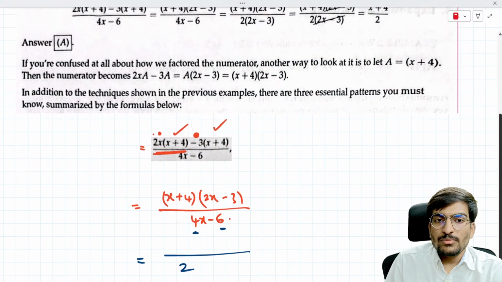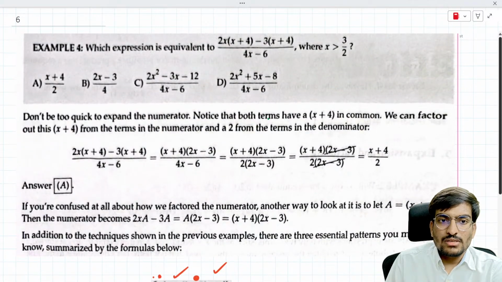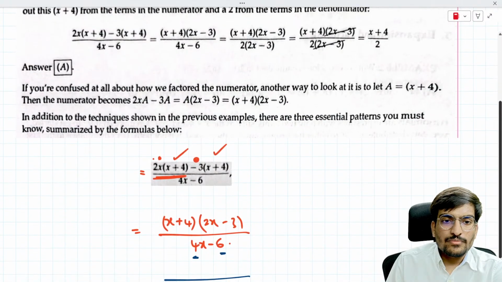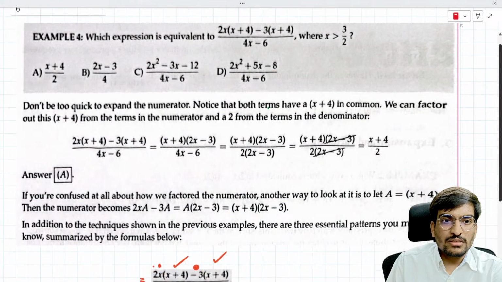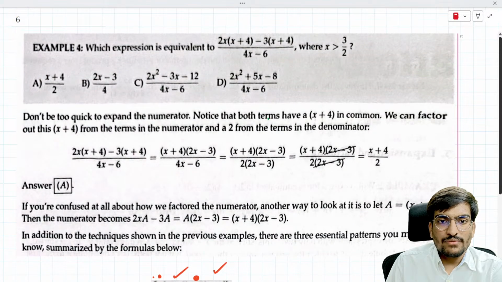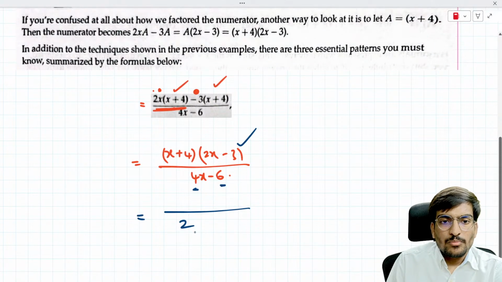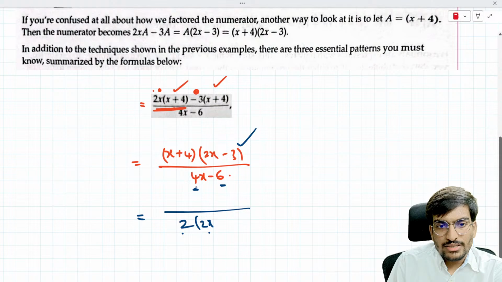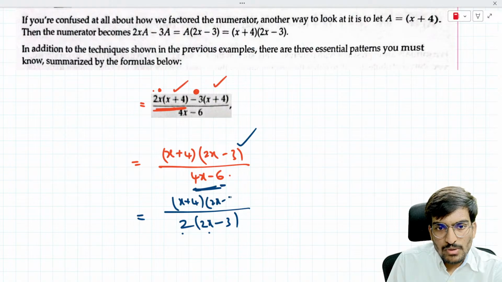And one more thing, before this you need to see the options. You see in the options we have 4x minus 6, but we don't have 4x minus 6, x plus 4, 2x minus 3. We don't have this option, you see. But let's move ahead. I'll take 2 common, 2 into 2x, which is 4x minus 3. So that equals to 4x minus 6 in the denominator, fine. Now x plus 4 and 2x minus 3.